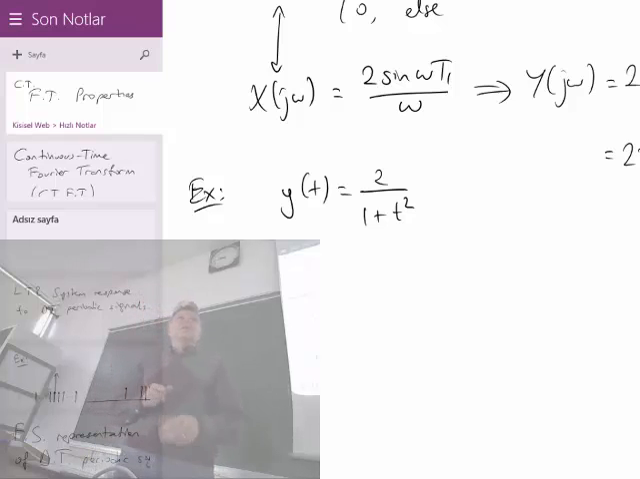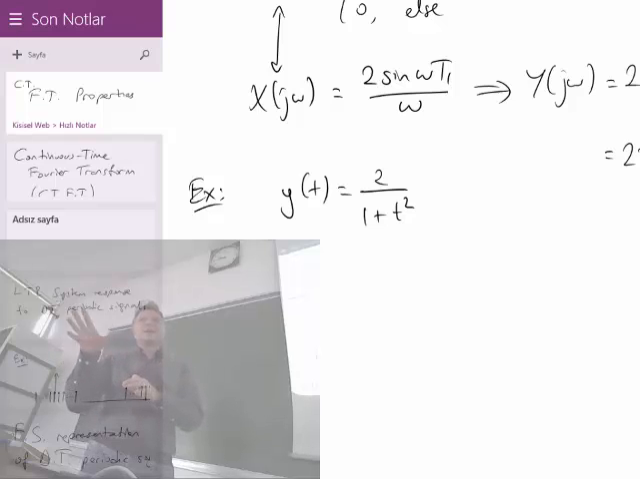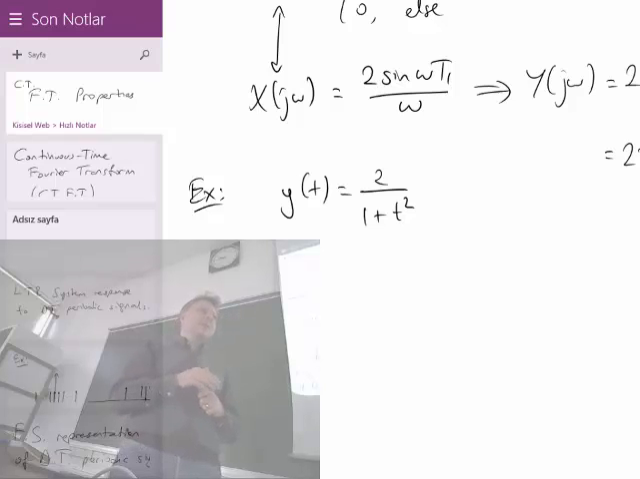In the examination, unfortunately, I will not indicate which property you are expected to use. You have to choose your methodology for this one. For example, for this one, you have to choose duality. Can you see why? Because in the beginning of this hour, we solved an example which was like 2a over a squared plus omega squared. What was the time domain signal for that? That was a Fourier transform. 2a over a squared plus omega squared was a Fourier transform. It was the Fourier transform of our first example this hour.